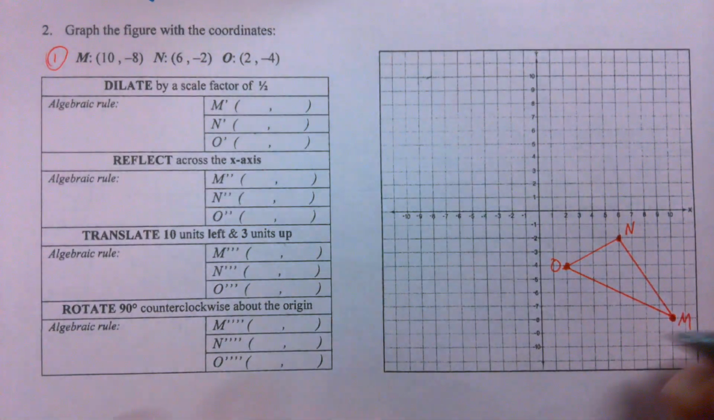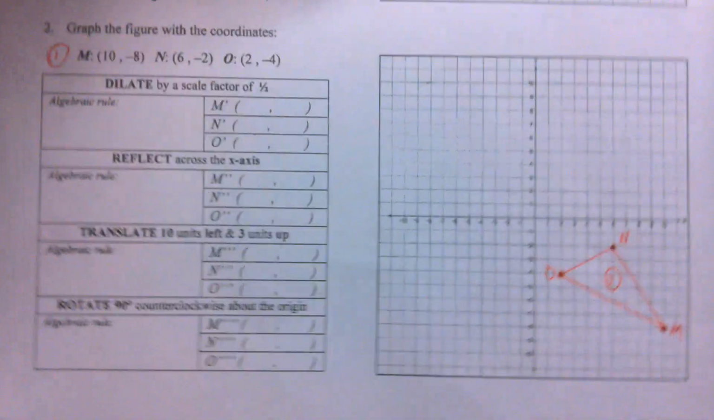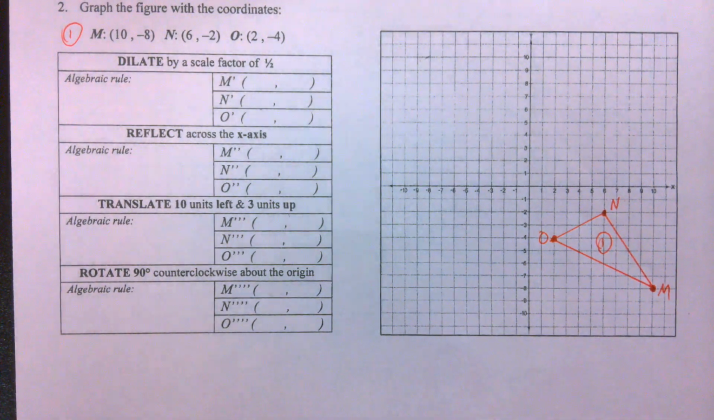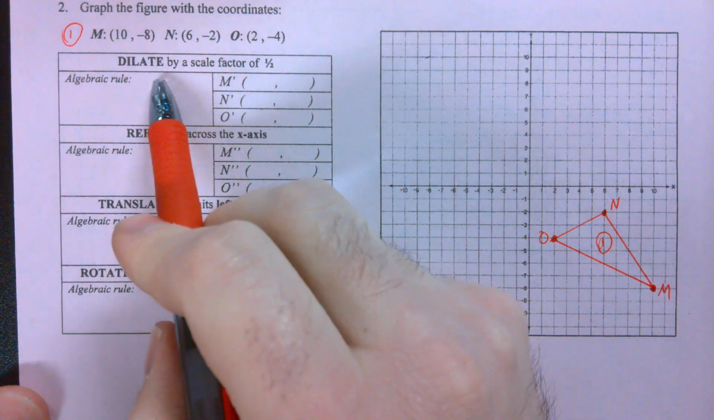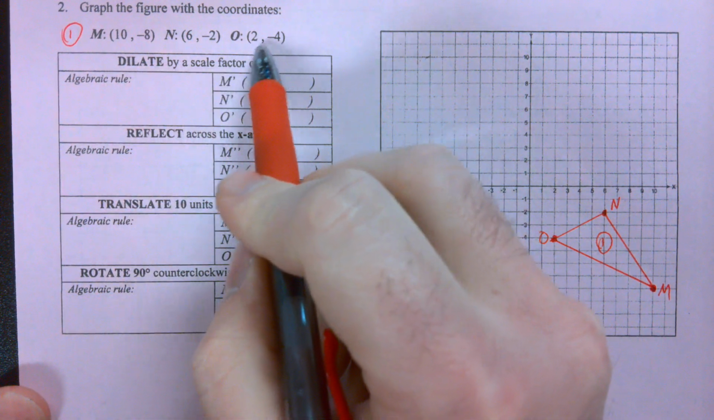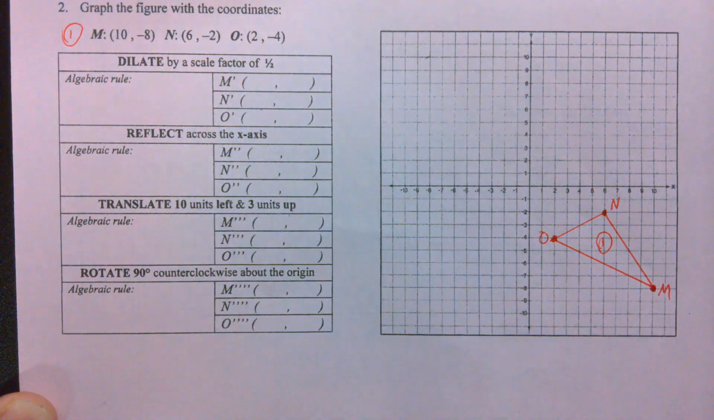And inside this red triangle, I'm going to write the number 1, because that's my first triangle. That's where I'm starting out. All right? The very first transformation we're going to do is a dilation by a scale factor of 1/2. Are we going to get larger or are we going to get smaller then? We're going to get smaller.